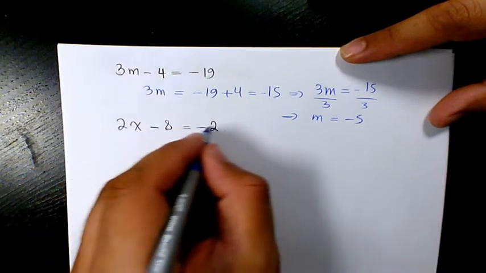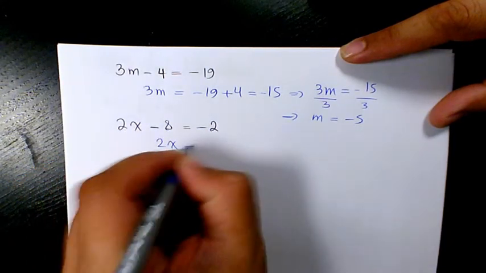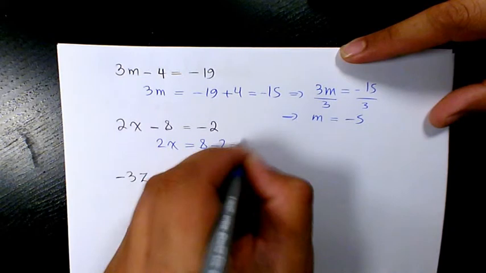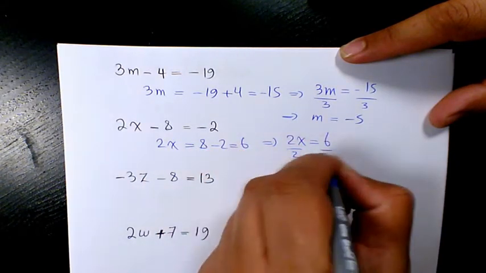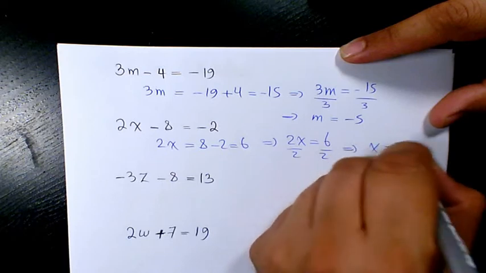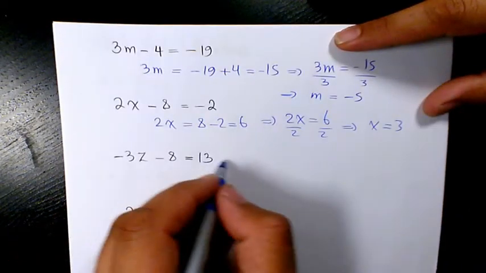2x minus 8 equals negative 2. So we have 2x equals 8 minus 2, which is going to be 6. So 2x equals 6, divided by 2 on both sides. x will be 3.